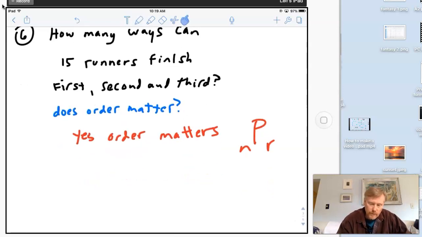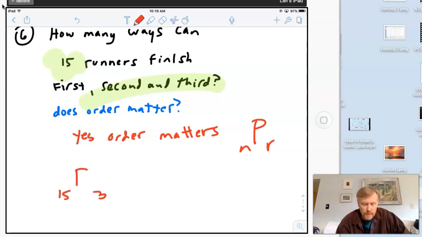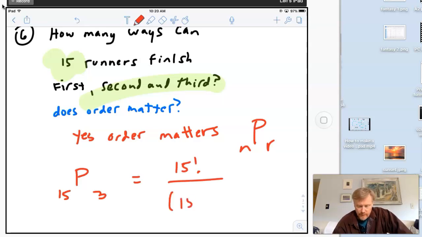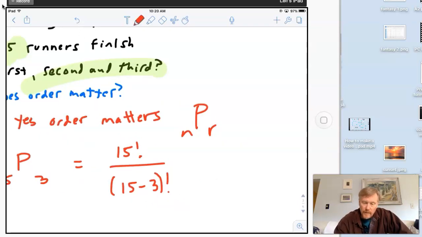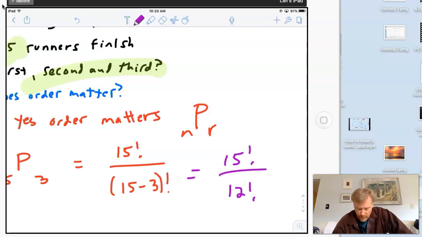What are the two numbers? Well, they're right there in front of you. Here's N, and there are 3, so 3 and 15 are my two numbers, because there's first, second, and third, all right? That's 3 numbers, that's why. Okay, so you take your formula, and it's 15 minus 3 factorial, all right? And next, I'm going to do this out. I get 15 factorial over 15 minus 3, which is 12 factorial.